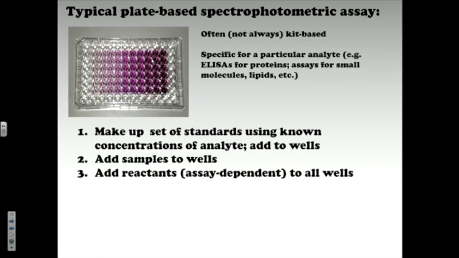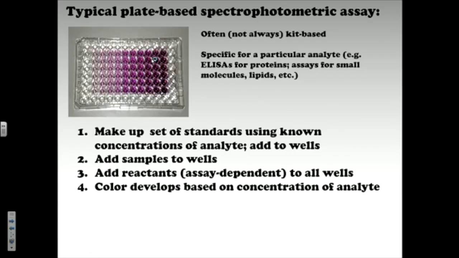Your color will develop however it happens. There's a lot of different ways it could happen, a lot of different reactions, based on the concentration of analyte. So usually what happens is you'll get a higher signal the more analyte you have. Sometimes with ELISAs it's backwards, but most of the time you'll have more color developing if there's more of what you're trying to measure in the well.